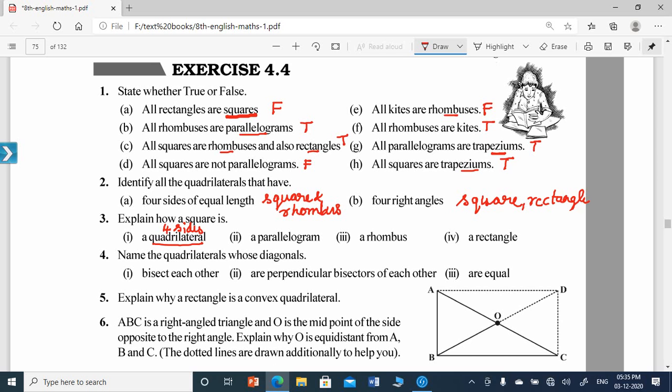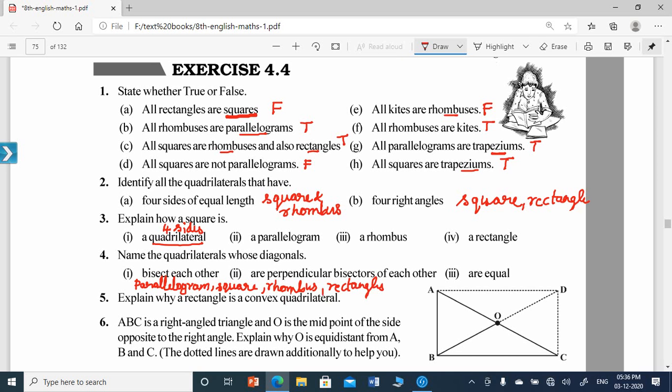Fourth one, name the quadrilaterals whose diagonals bisect each other. Diagonals bisect each other. In all the parallelograms, diagonals bisect each other. So, name of the quadrilaterals: parallelogram, square, rhombus and rectangle. In all these quadrilaterals, diagonals bisect each other. In parallelogram, in square, in rhombus and in rectangle, diagonals bisect each other.